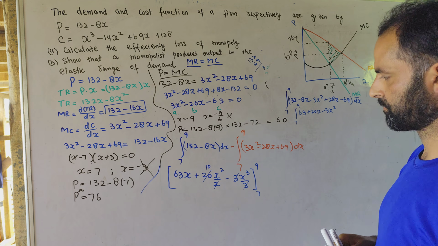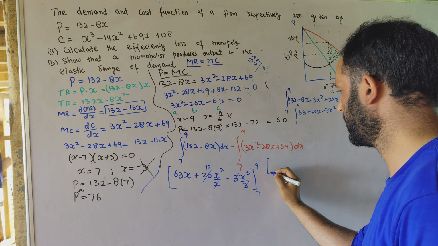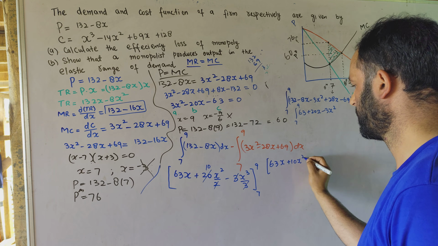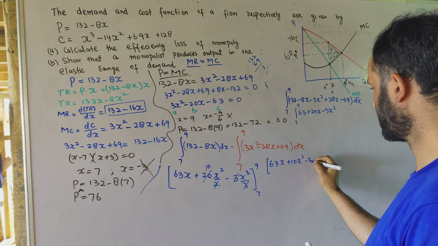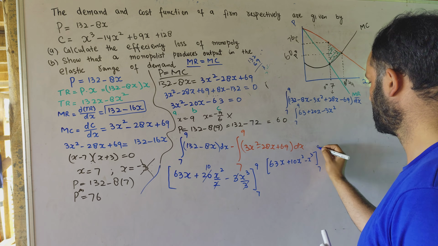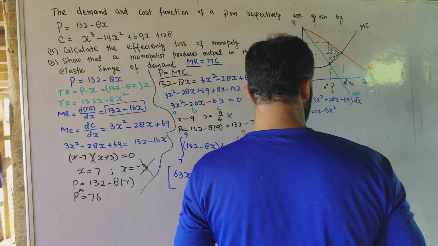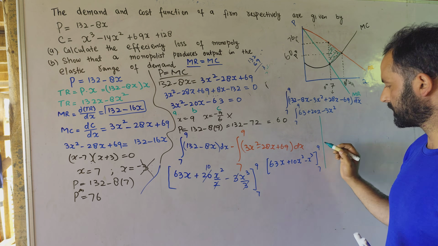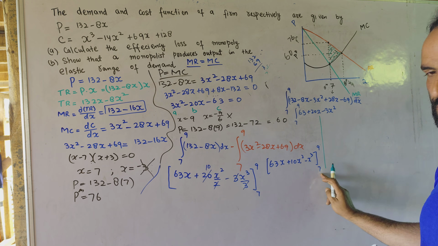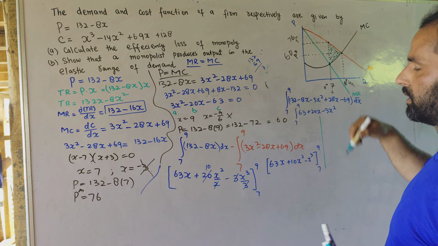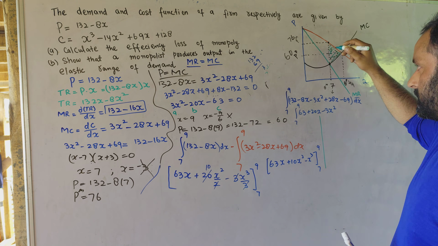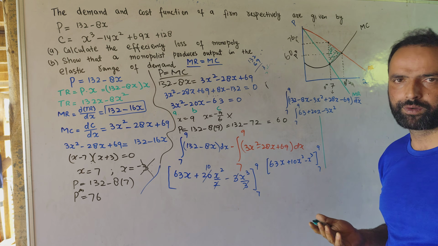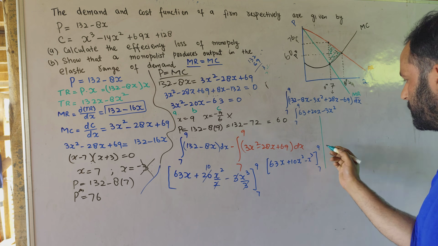So let me rewrite it here. I got 63x plus 10x squared minus x cubed. I need to evaluate it from 7 to 9. So let me do this calculation here. We evaluate it first at the upper limit, then we subtract and evaluate it at the lower limit. That's why I was telling you that it's not pretty easy to calculate the area of this region, because it is not a triangle here.